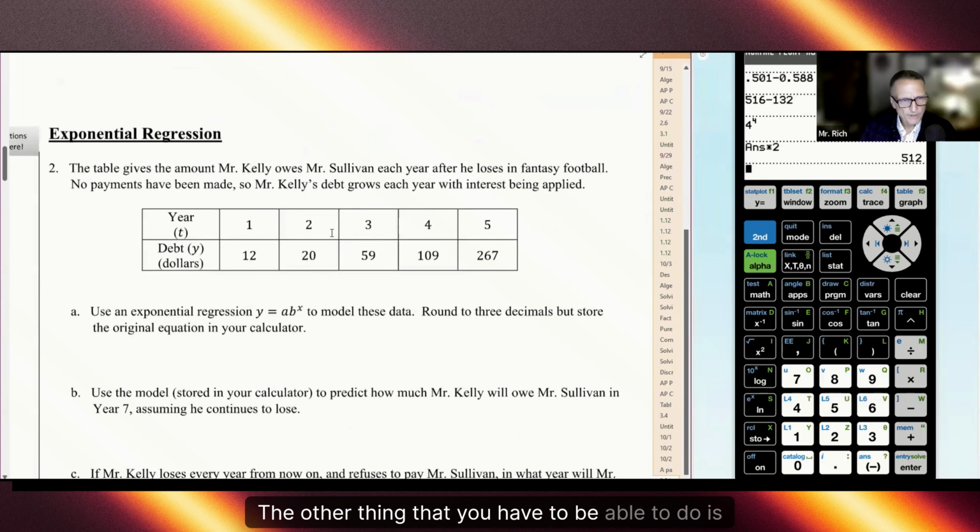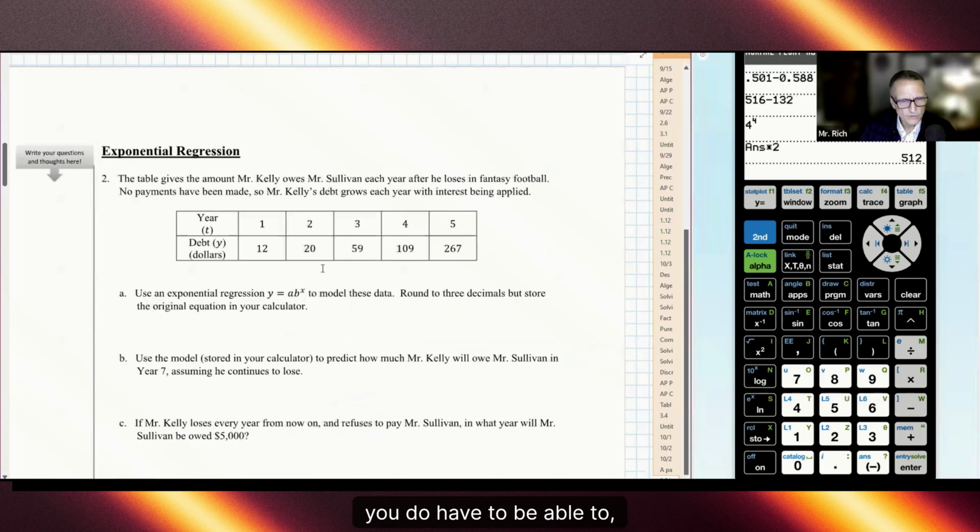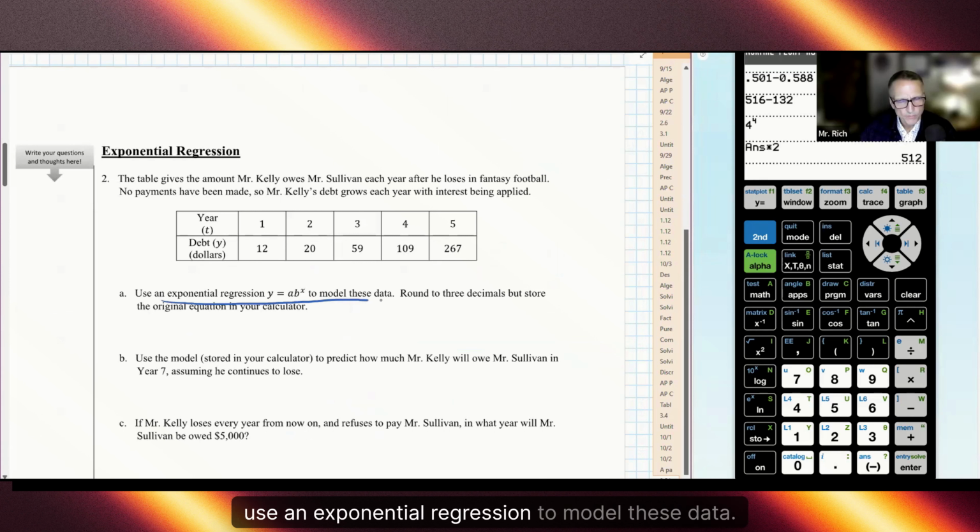The other thing that you have to be able to do is an exponential regression on your TI-84. That's lesson 2.5b in the pre-calc. You should have covered this in class, but it says here, use an exponential regression to model these data.